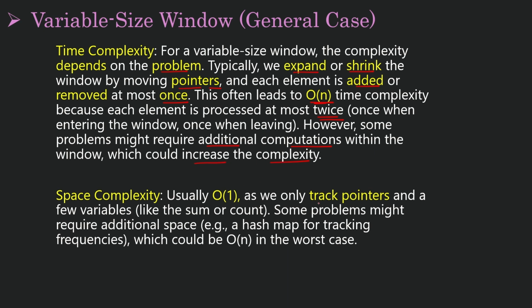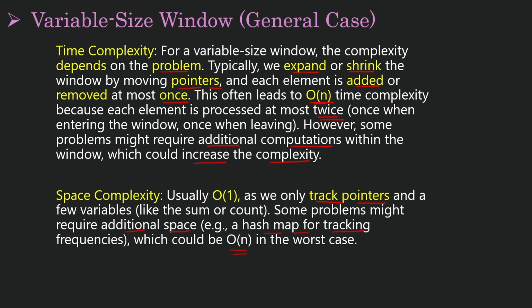Space complexity is usually O of 1, as we only track pointers and a few variables, like the sum or count. Some problems might require additional space, for example, a hash map for tracking frequencies, which could be O of n in the worst case. The sliding window approach avoids redundant computations.